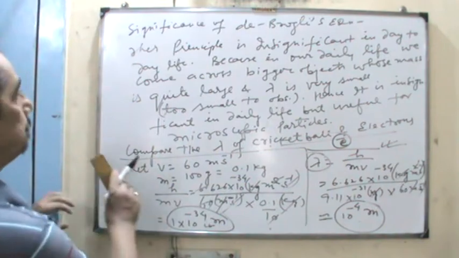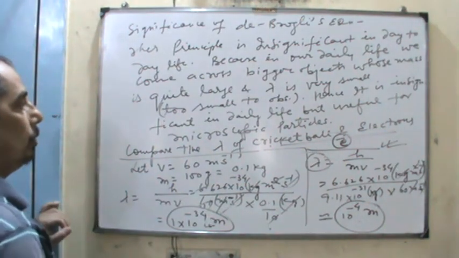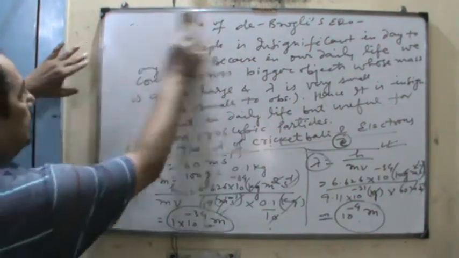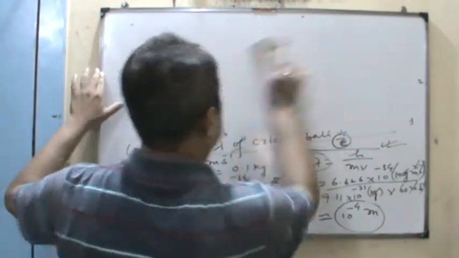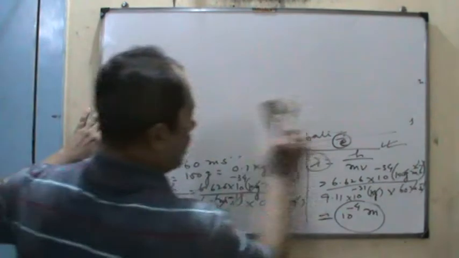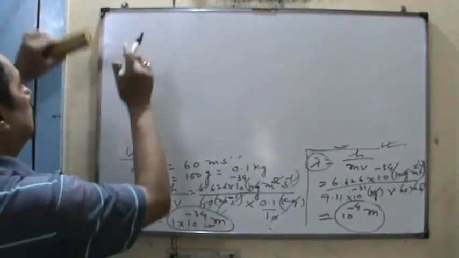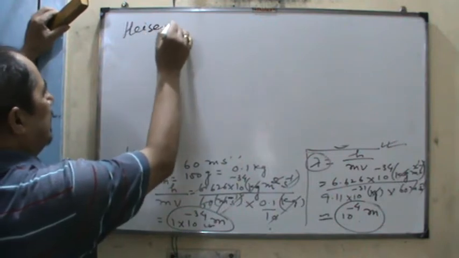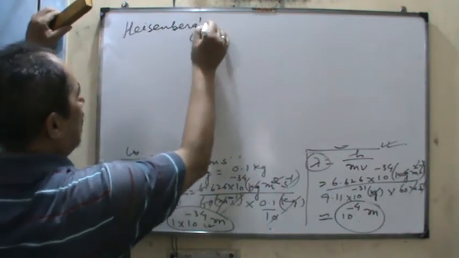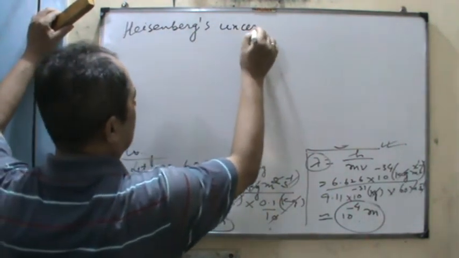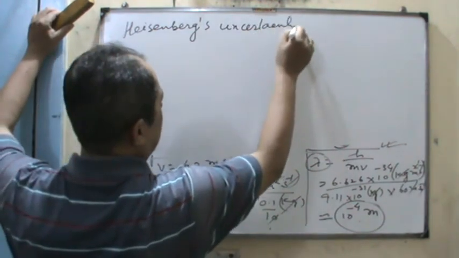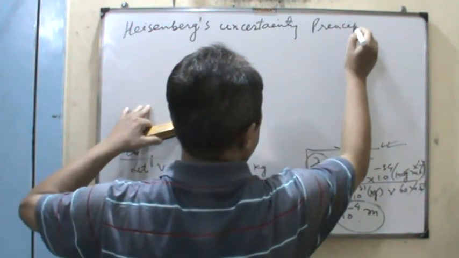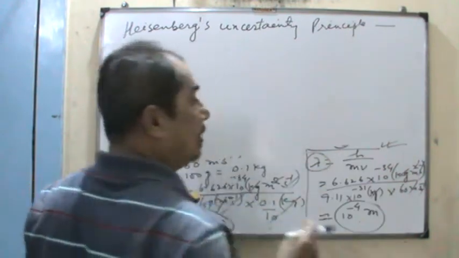After that, we will switch over to a very important area, that is Heisenberg's uncertainty principle. So write down the new topic, Heisenberg's uncertainty principle. Why is it used as the uncertainty principle?